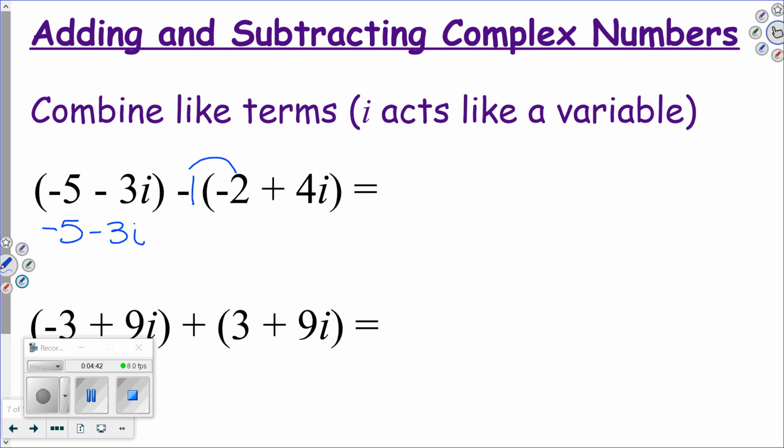Same kind of thing. So we distribute here. That's going to make that a positive 2 and a negative 4i.